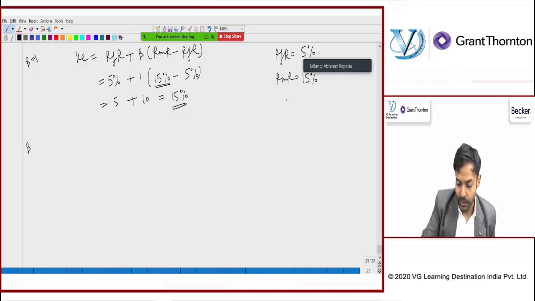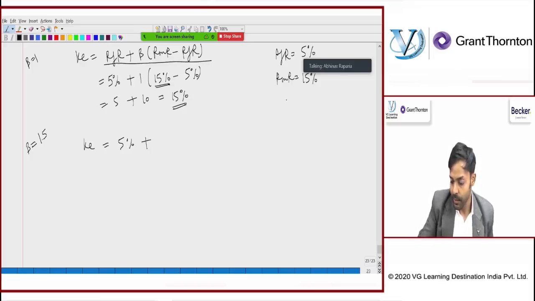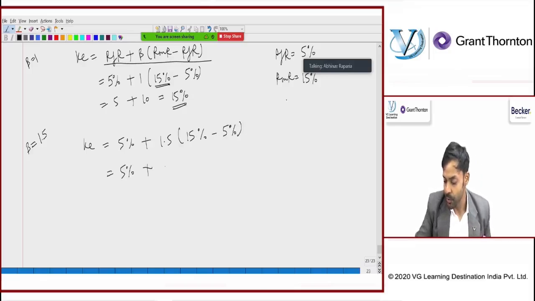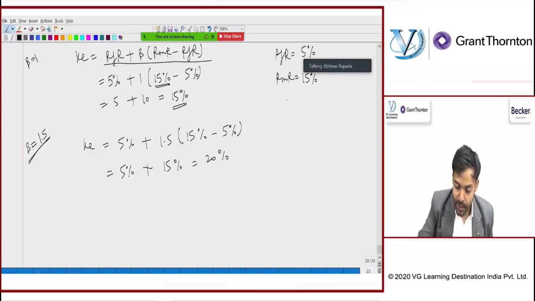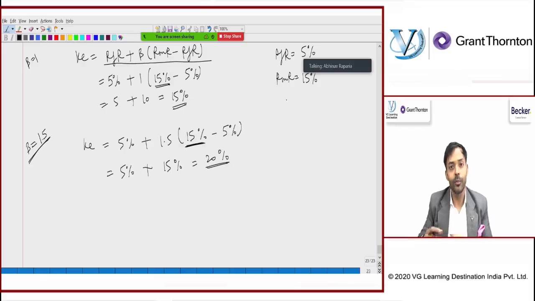Let's assume that beta is more than 1. Say for example, let's say the beta is 1.5. What would be the cost of equity in that case? I'm using the same formula here: 5% plus beta 1.5 times (15% minus 5%). So it is 5% plus 15%, which is 20%. Just because the beta is higher here, you're getting the higher return. You're responding much more widely than the market. So the market is giving the return of 15%, but you will get the return of 20%.